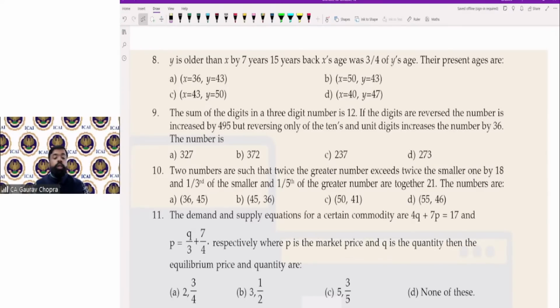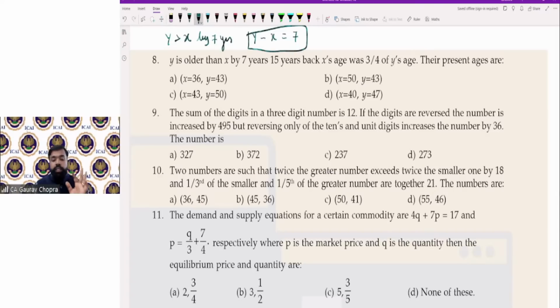Y is older than X by 7 years. Y is greater than X by 7 years. That means you can write Y minus X is equal to 7. This becomes the first condition. And 15 years back, X's age was 3/4 of Y's age. What was the relation 15 years ago? X's age was 3/4 of Y's age.